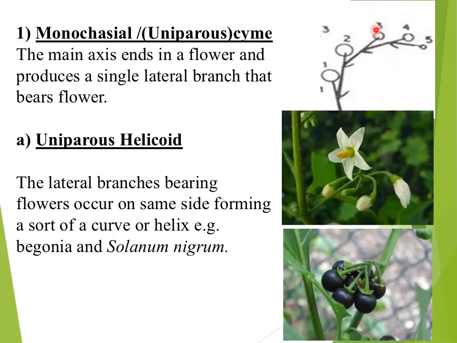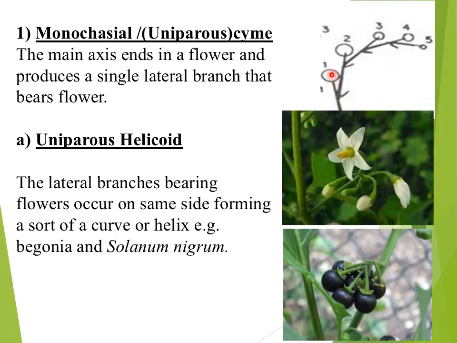This monochasial or uniparous cyme is divided into two subdivisions or kinds. One is known as uniparous helicoid and the other is scorpioid. Now first we are going to discuss the uniparous helicoid. Uniparous, of course, means one flower will arise at a time, and it forms a helical structure because the lateral branches bearing the flowers occur on the same side, forming a sort of curve or helix.